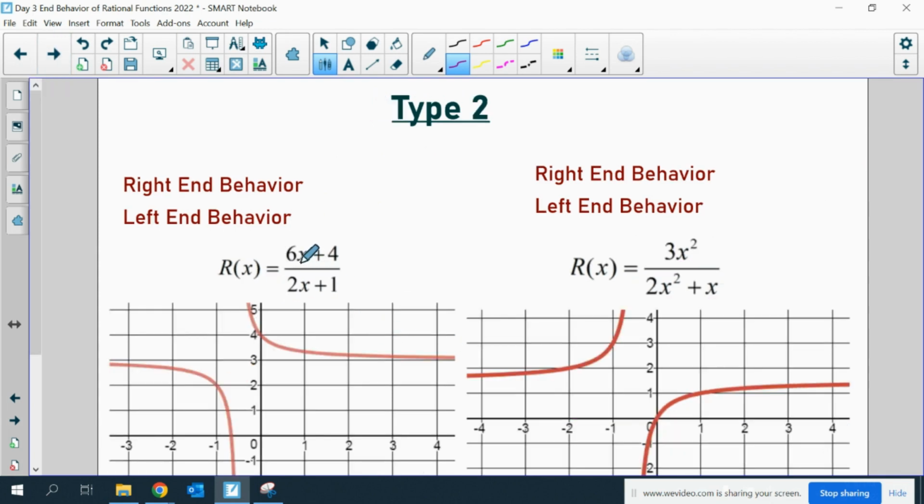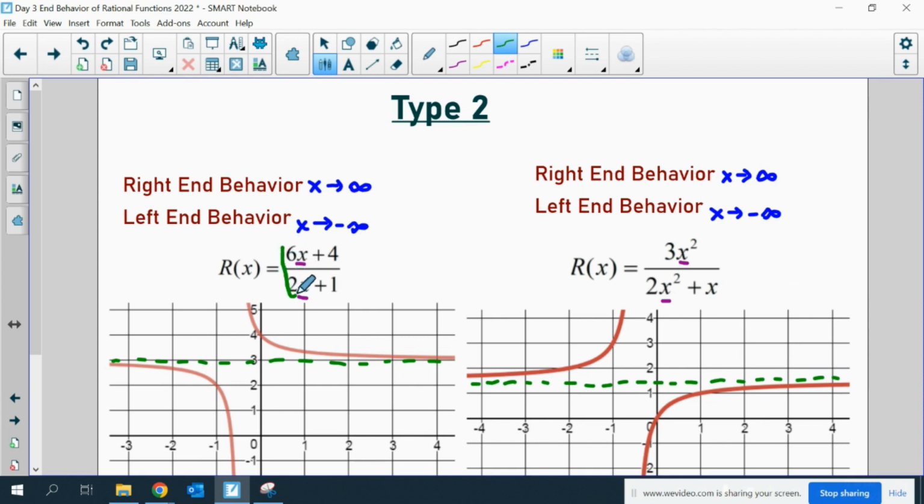Type 2, what happens if the powers are the same? So x divided by x, or x squared divided by x squared. If the biggest powers are the same, the end behavior, so as x goes to infinity or negative infinity, what's happening is that our polynomial is approaching some other horizontal line. So in this case, it looks like it's approaching 3. And in this case, it looks like it's approaching somewhere around 1.5.